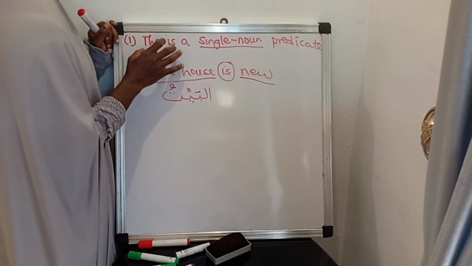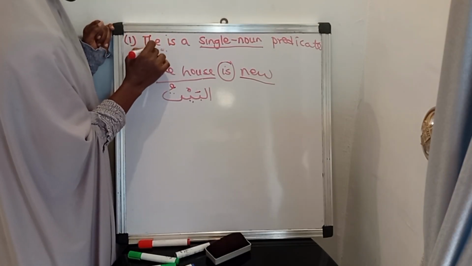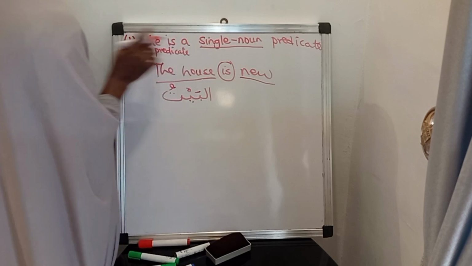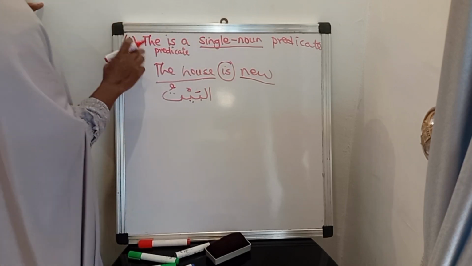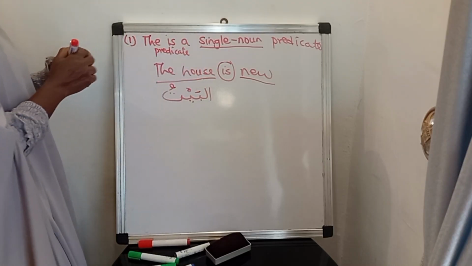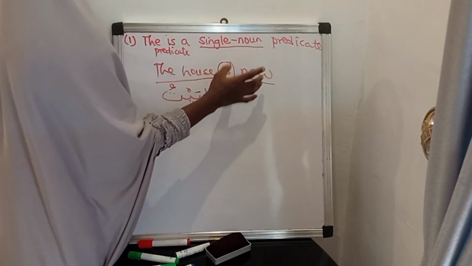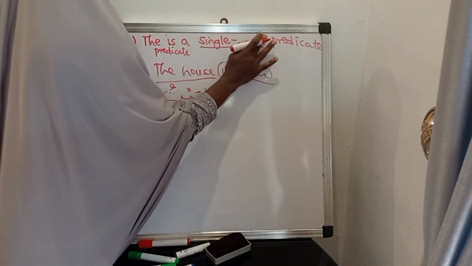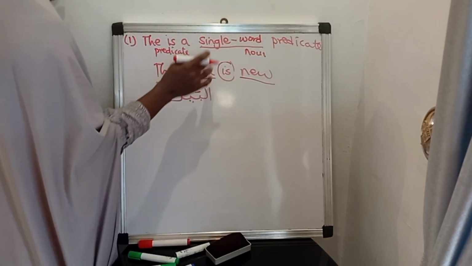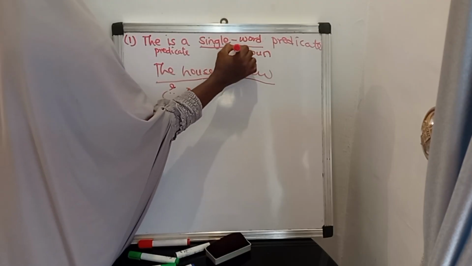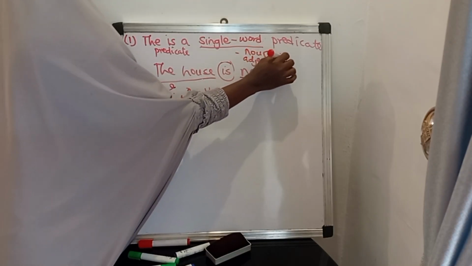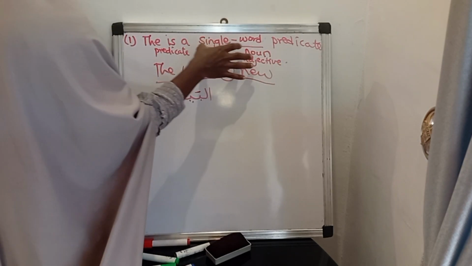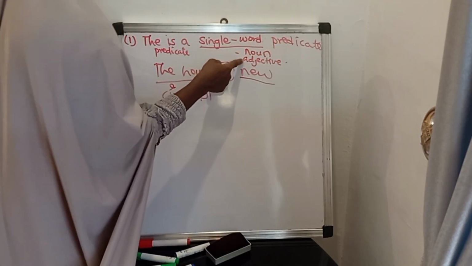Sorry, here I'm supposed to write the word predicate. I missed it. The predicate is a single noun predicate. This is the first form of predicate that we are going to look at today, and that's the only one we are going to look at today. The other 4 forms will be looked at in subsequent lessons. This single noun predicate I usually call a single word predicate. It could be a noun or an adjective. Remember I said nouns, adjectives, adverbs and pronouns are classified as nouns. So this single word predicate can be a noun or an adjective.